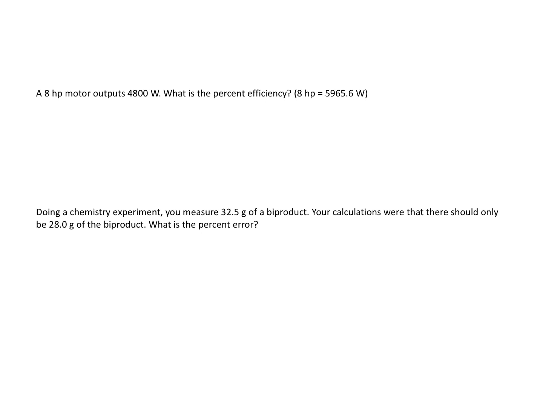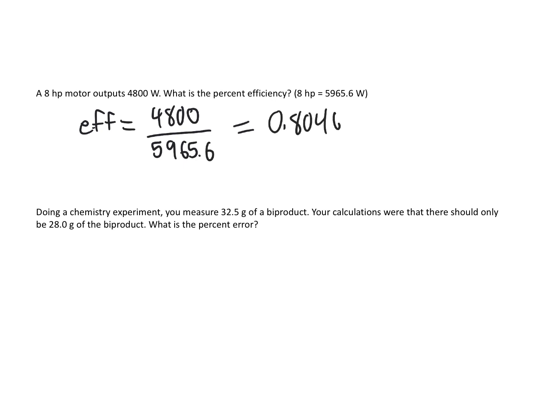This first one is what we call a percent efficiency. It's really just basic percent, just with given a different name. Your efficiency will be your output over your input. In this case, we get 0.8046. So the motor is 80.5% efficient.